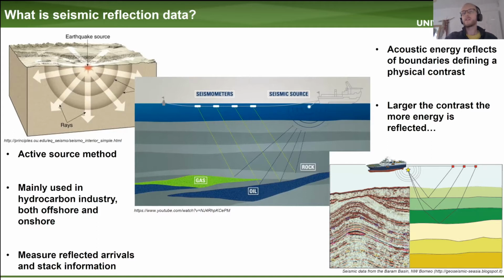So the first is that the acoustic energy reflects off boundaries within the Earth that have different physical properties. So that could be boundaries between a sedimentary rock and an igneous rock, or it could be boundaries between water-filled sediment and oil-filled sediment. And the larger the contrast in the physical properties, the more energy that gets reflected.